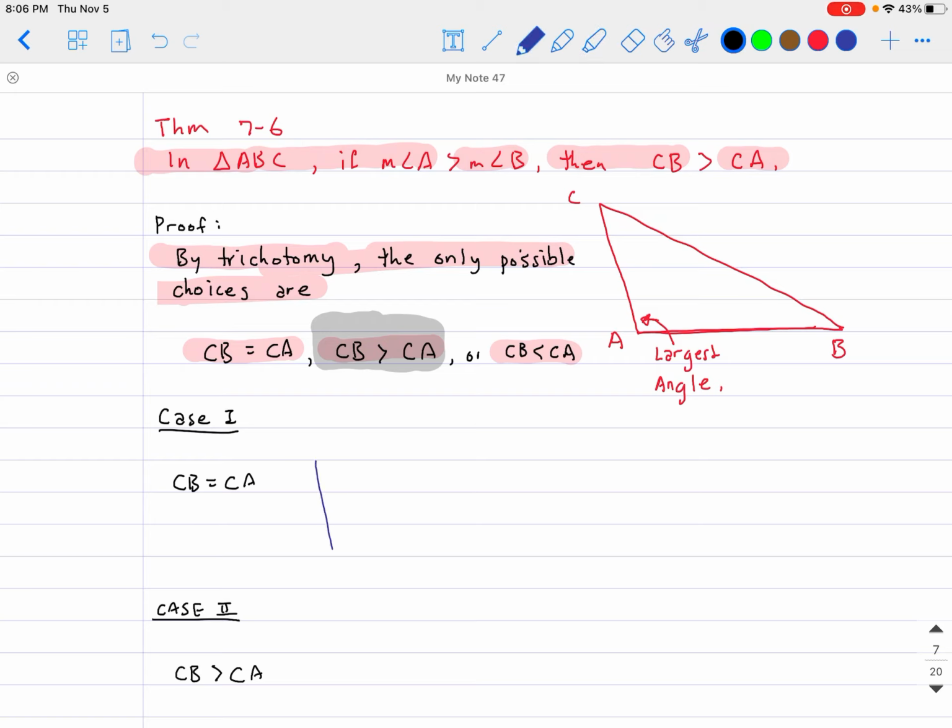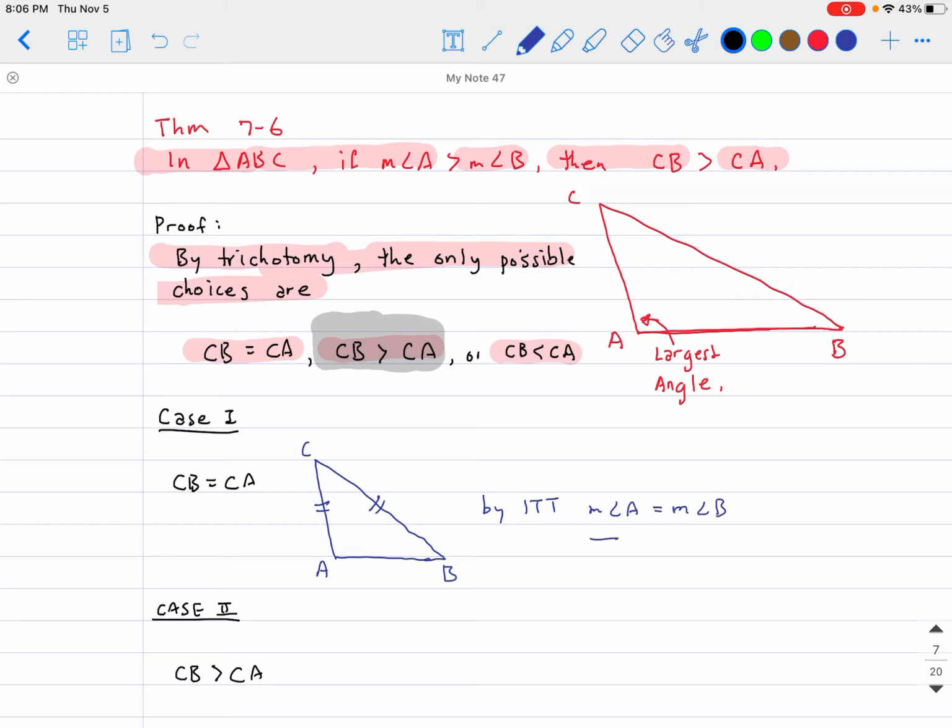Well, if CB is equal to CA, let me just go ahead and draw the picture of that. So I'm going to redraw the triangle down here. Here's C, here's A, and then here's B. CB, which is this guy right here, is going to be equal to CA, which is this guy right here. So then the conclusion is that according to the isosceles triangle theorem, we have the measurement of angle A is equal to the measurement of angle B.